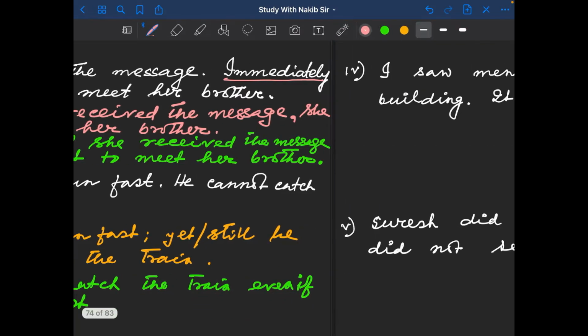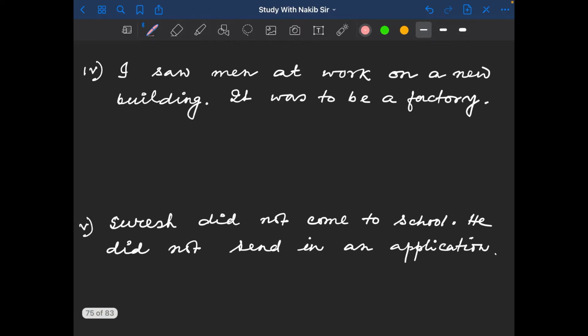Now come to the next question. I saw men at work on a new building. It was to be a factory. Okay, see, it was to be a factory. It means the new building. So we can join these two sentences in two ways. See the first one.